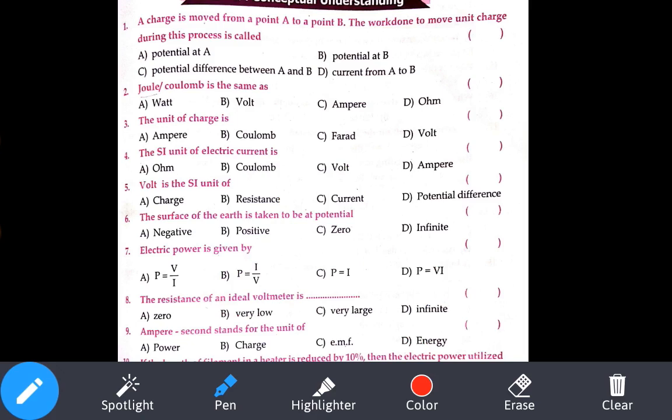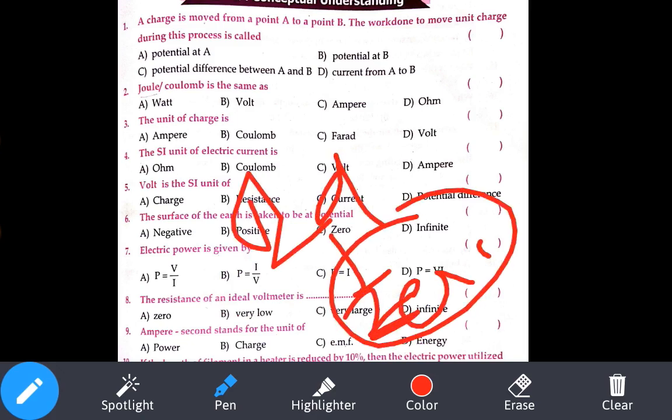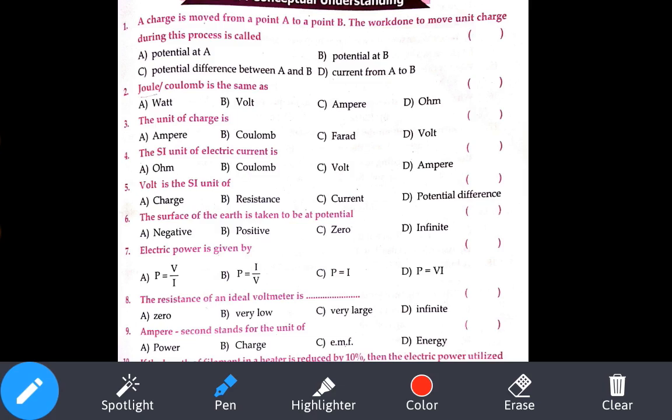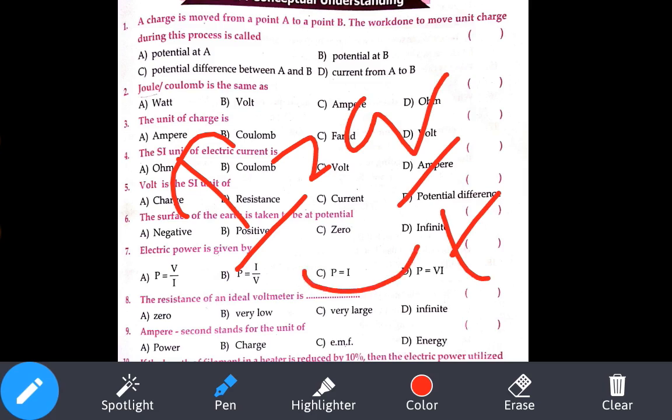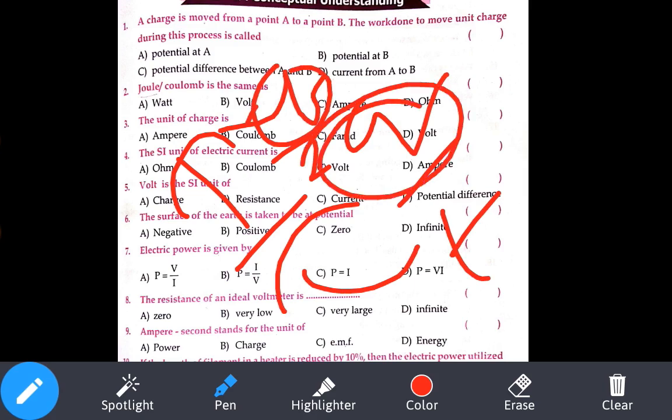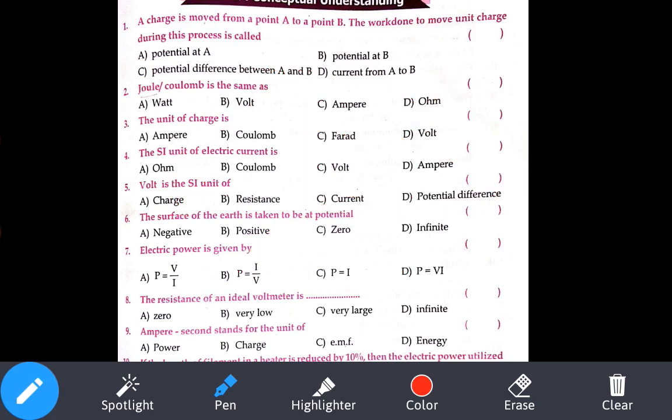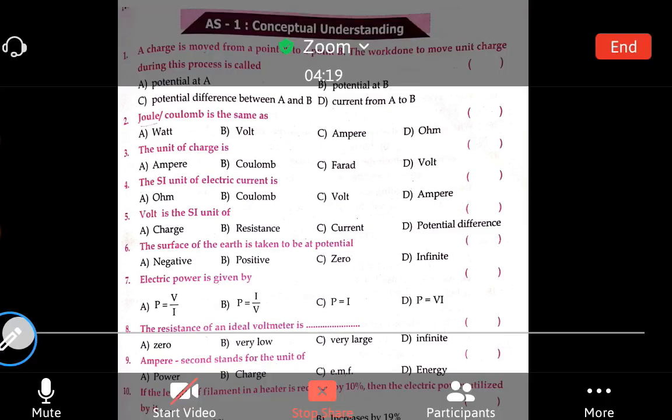So ideal voltmeter, what about the ideal ammeter? It should be 0. Ampere second: ampere is the unit of current. Ampere second is the unit for what they have asked. What is the formula for I? I is equal to Q by T. By bringing the T to the left side, it becomes I into T. I means current, amperes, T means seconds. Ampere second is the unit for charge. Charge, where is it? Option number B.